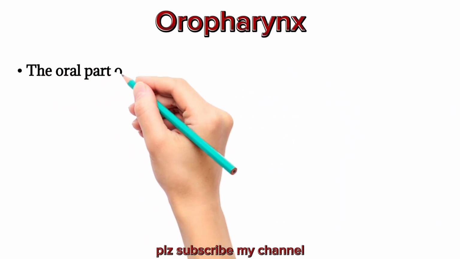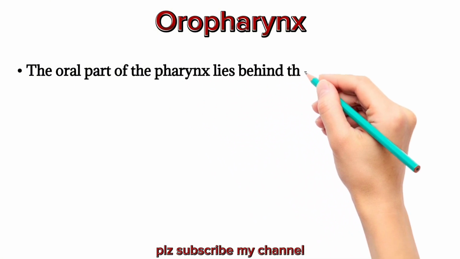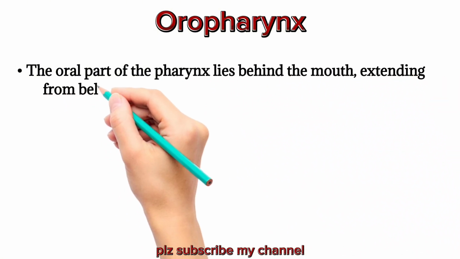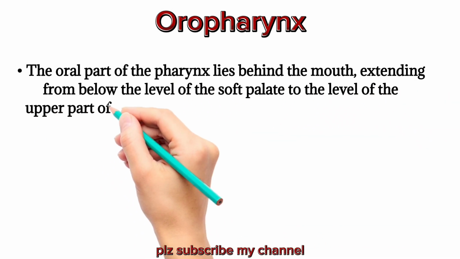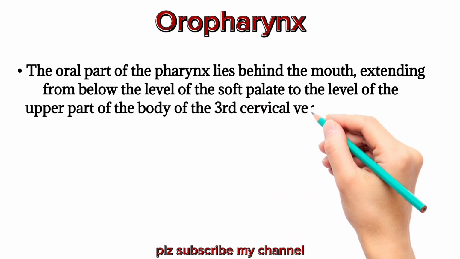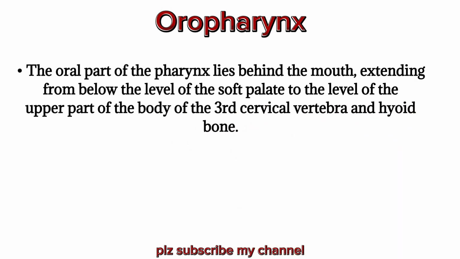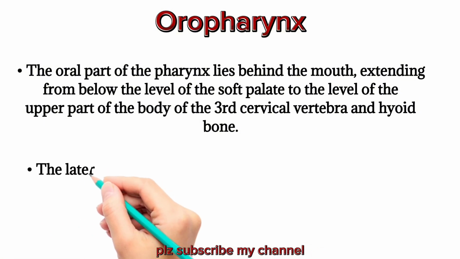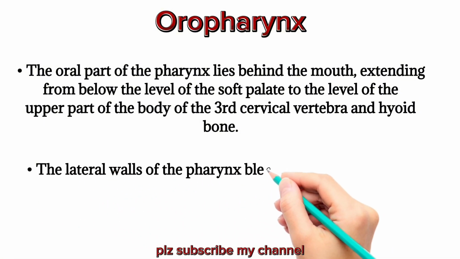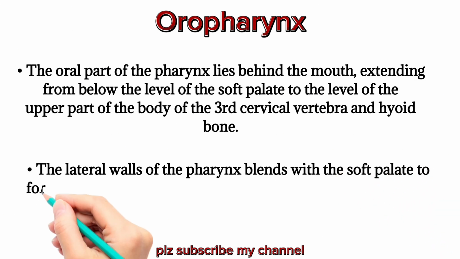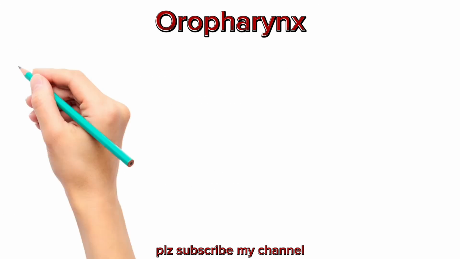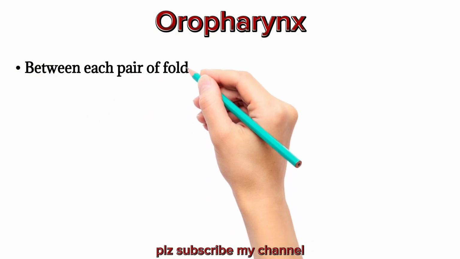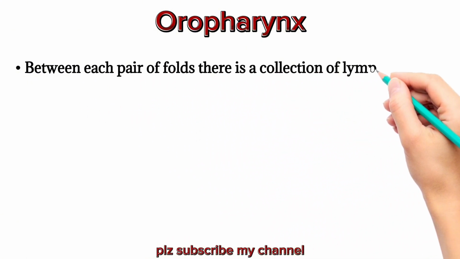Oropharynx. The oral part of the pharynx lies behind the mouth, extending from below the level of the soft palate to the level of the upper part of the body of the 3rd cervical vertebra and hyoid bone. The lateral walls of the pharynx blend with the soft palate to form 2 folds on each side. Between each pair of folds there is a collection of lymphoid tissue called the palatine tonsil.